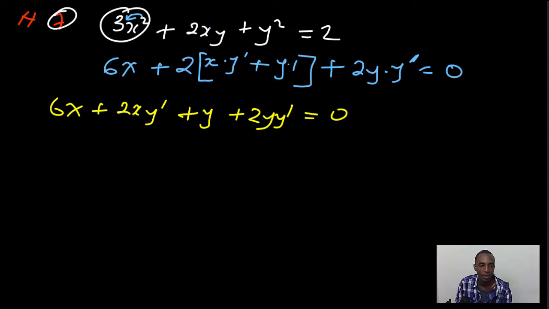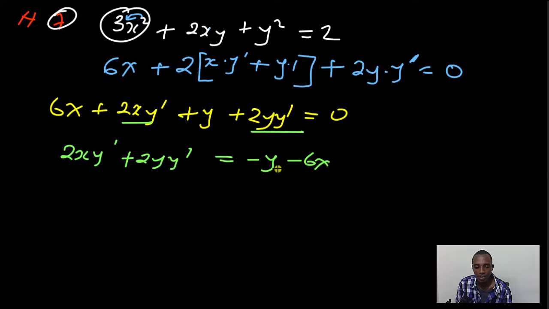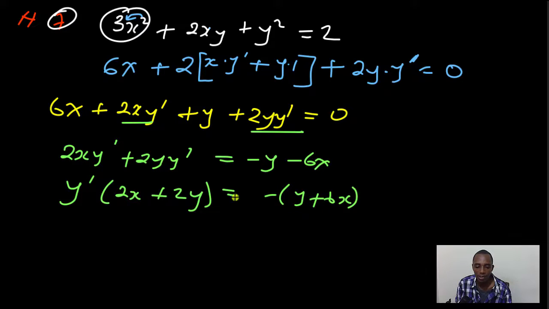So we have this here and this here. I'll write these together. 2xy prime plus 2y y prime equals, I take everything else to the right hand side. That's going to be negative y minus 6x. I factorize out y prime from here, so I have 2x plus 2y, which is nice. So this is negative y minus 6x.